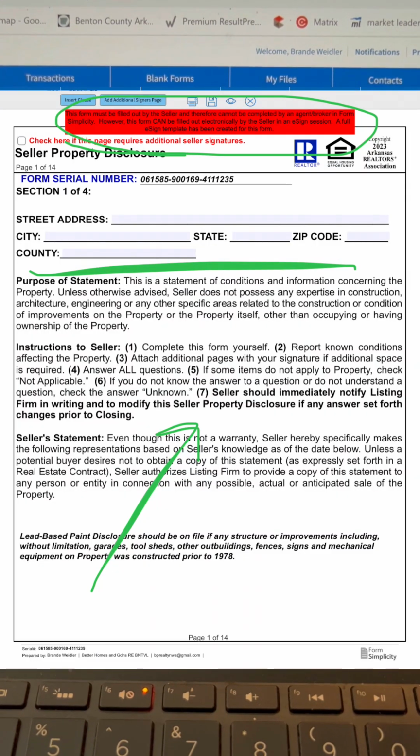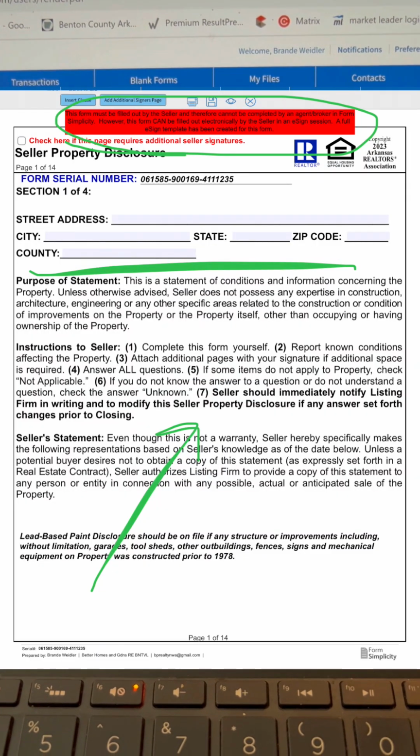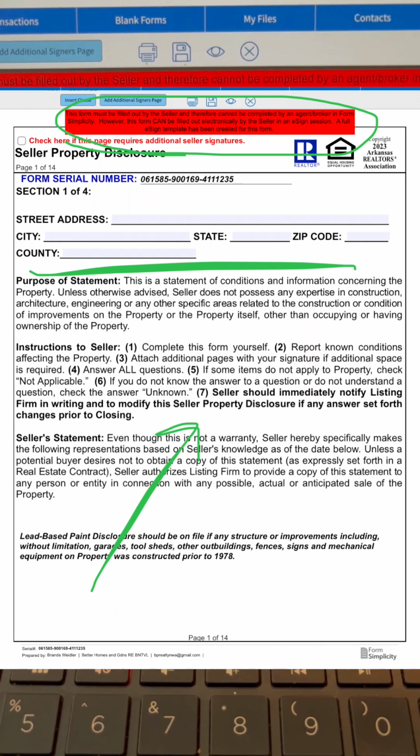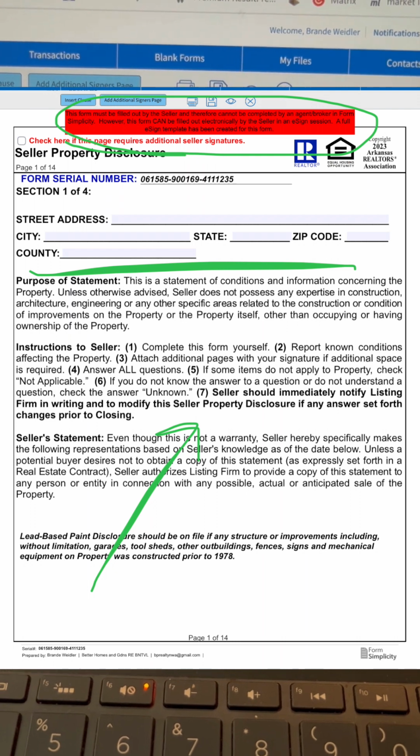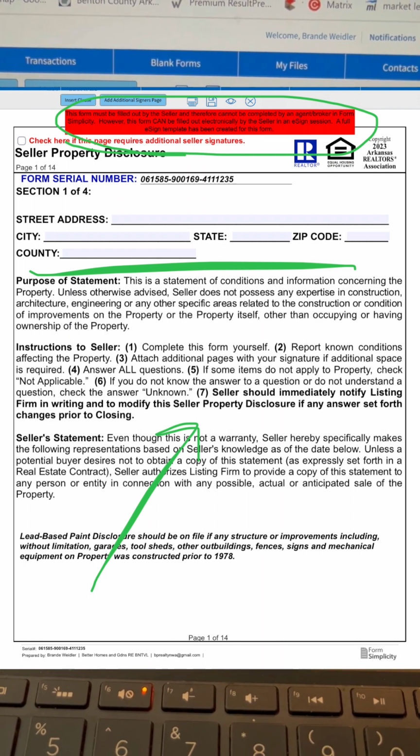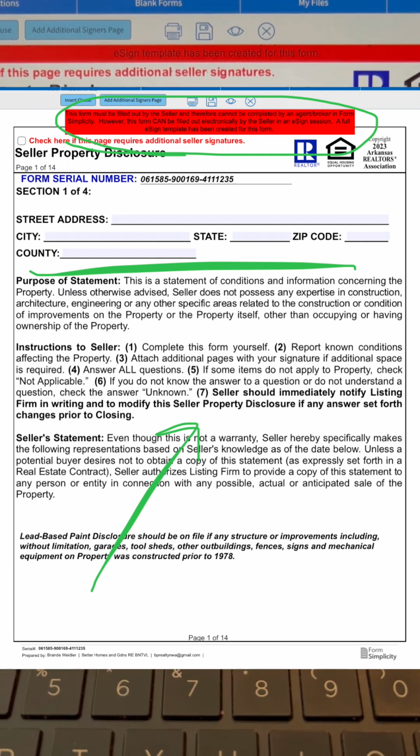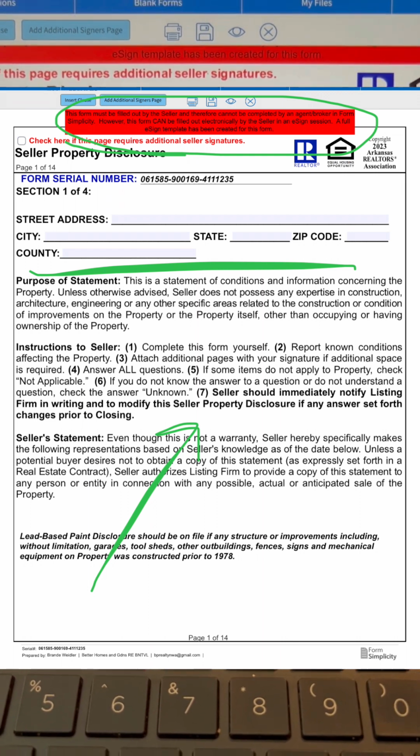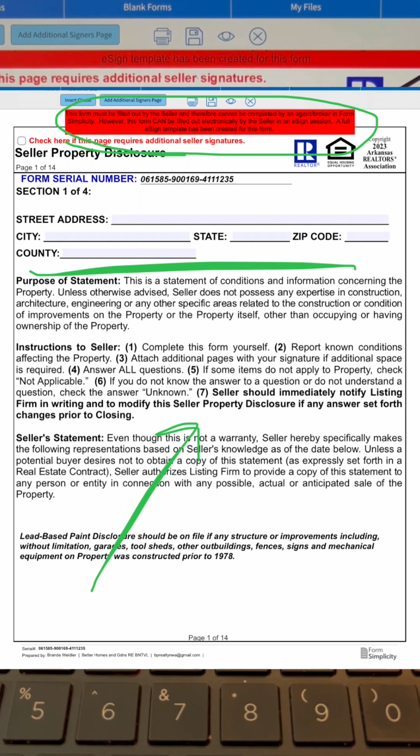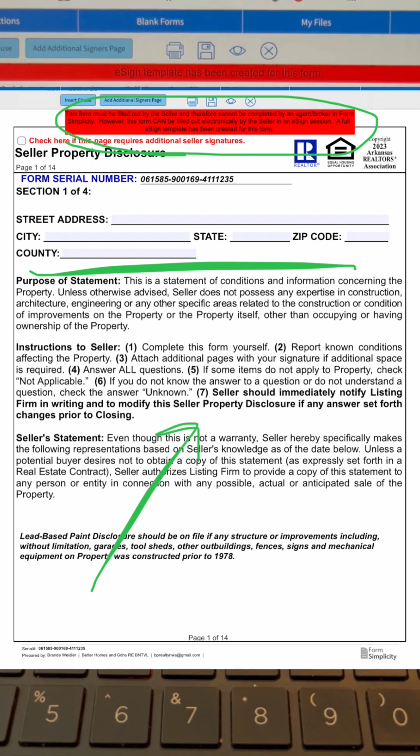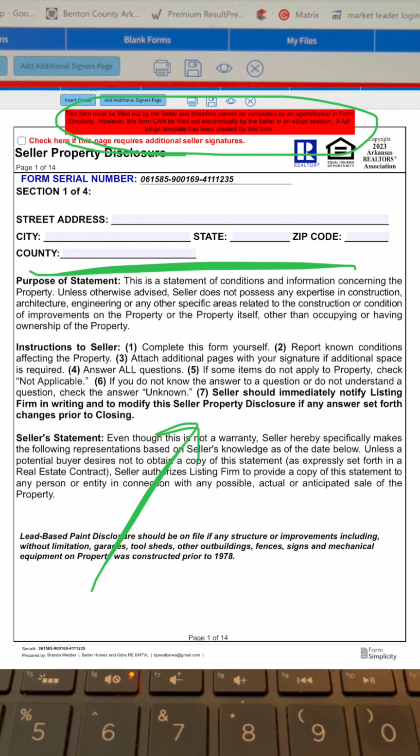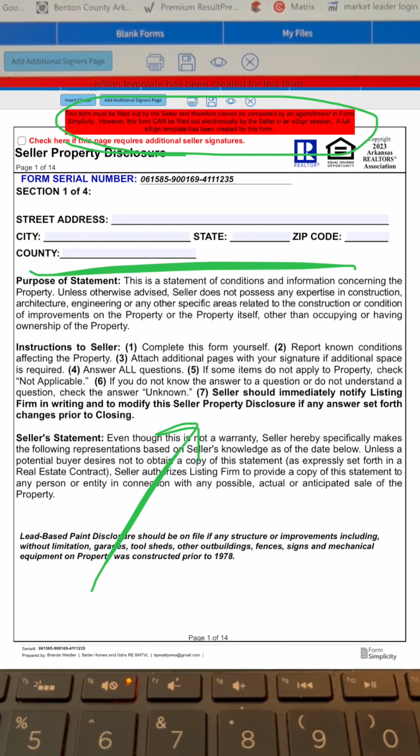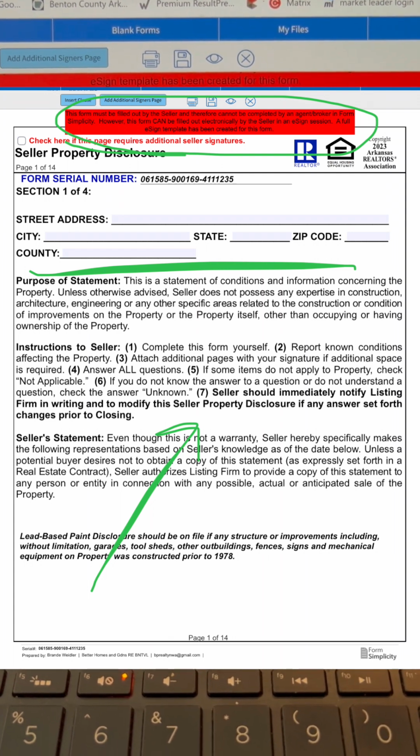Okay, so first things first, the seller's property disclosure must be completed by the seller. So that means that the seller's realtor may not complete it for you. The first section at the very top of page 1 is very straightforward. It has a serial number, which we talked about with the listing agreement, and section 1 of page 1 is where the seller will input the street address, city, state, zip code, and county.